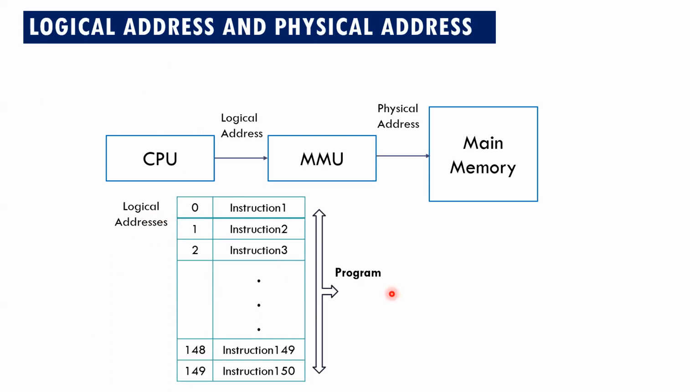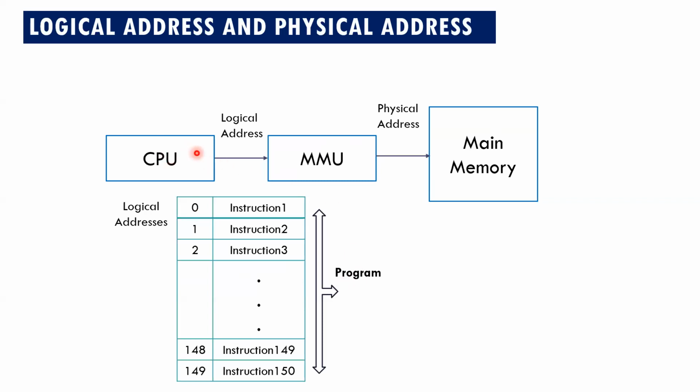Let us consider a program which has a set of instructions: instruction 1, instruction 2, and up to instruction 150, which are all the instructions of a particular program. Here the logical addresses are 0 to 149. 0 indicates the address of the first instruction, 1 indicates the address of the second instruction. So these logical addresses specify the sequence of instructions within a program.